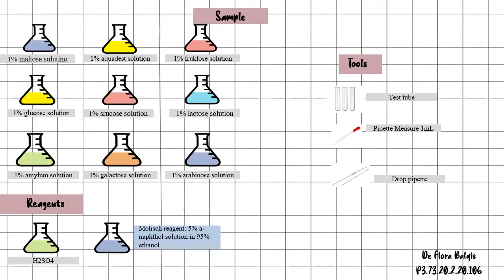And then these are the samples for the Molisch test. There are maltose, aqueous, fructose, galactose, glucose, sucrose, lactose, amylum, and arabinose solution. We use 1% of each solution, and the reagents that we will use to react with the solution are sulfuric acid and Molisch reagent, with 5% alpha-naphthol solution in 95% ethanol. And then the tools that we will use are test tubes, a pipette measuring 1 milliliter, and a drop pipette.